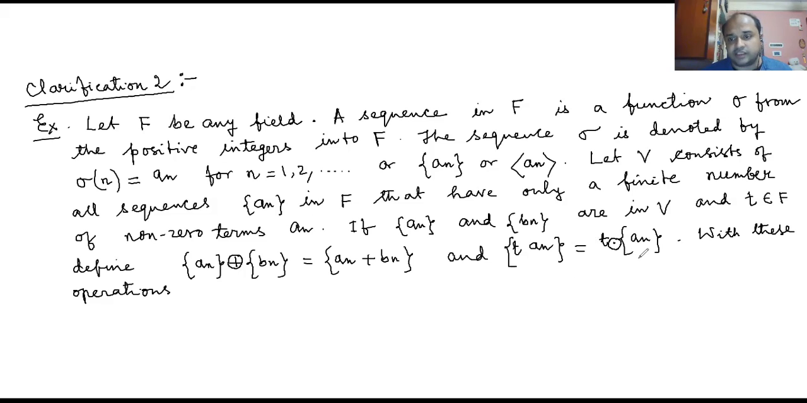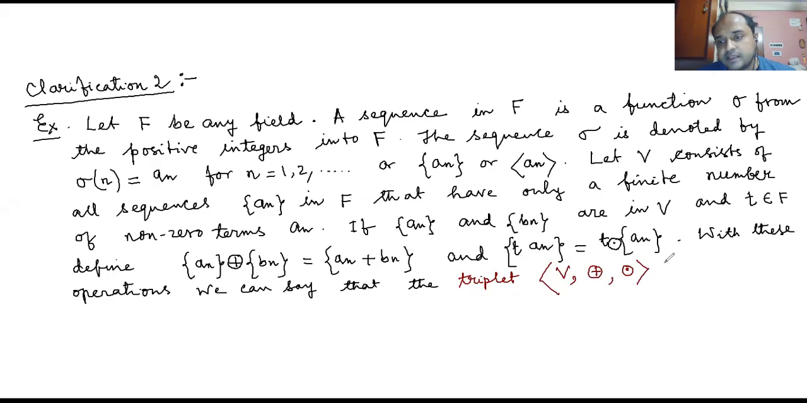This dot is the vector scalar multiplication, and this is the simple multiplication between two numbers. With these operations, this structure, sometimes also known as a triplet, capital V with the operations plus and dot, is a vector space.